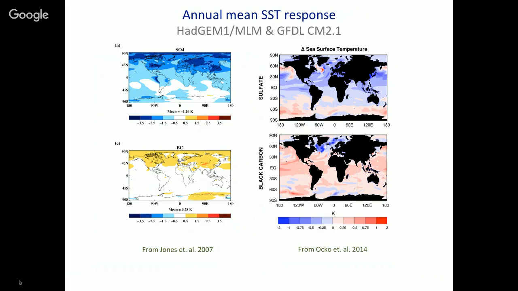Which model is this? This is GFDL. This is the older generation of Hadley Center model, and this one is not using a fully coupled mode. This is only using a mixed layer mode. Oh, that could explain it. I mean, that could also explain it.